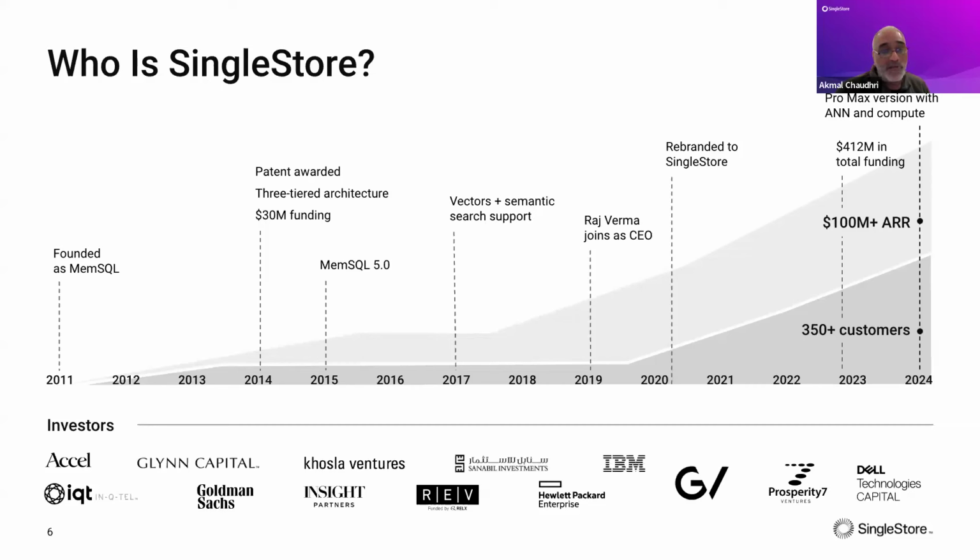And along the bottom there, you can see very well-known names in terms of the investors within SingleStore, brands that you will probably recognize from all over the world. Okay, thanks, Ayush. Next slide.